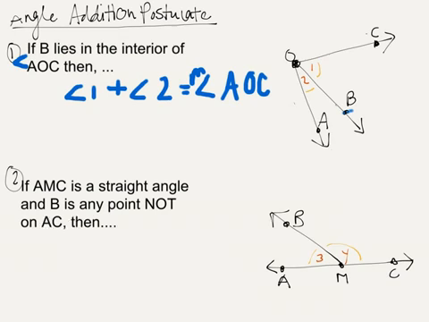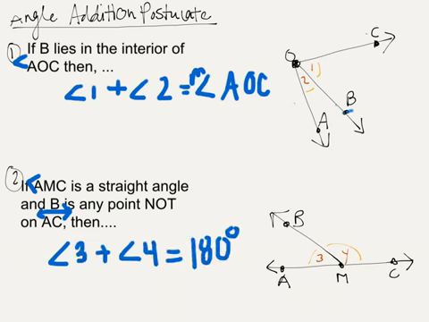Let's see what happens here. Let's fix my stuff here. So here's angle. If angle AMC is a straight angle and B is not a point on line AC, then angle 3 plus angle 4 equals 180 degrees. Now what you might have thought is angle 3 plus angle 4 equals angle AMC, but we know from our previous definitions that angle AMC equals 180 degrees. So it's exactly this. The only difference is we know this answer is 180 degrees.